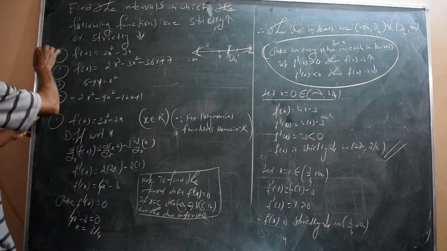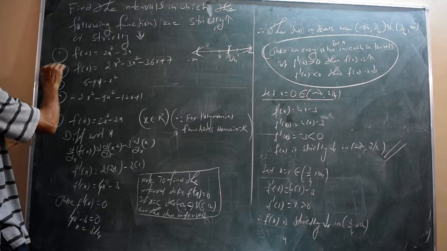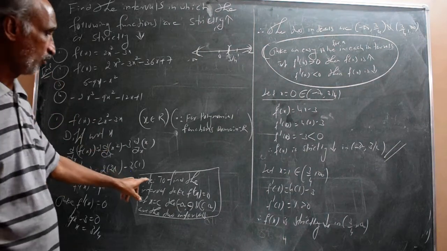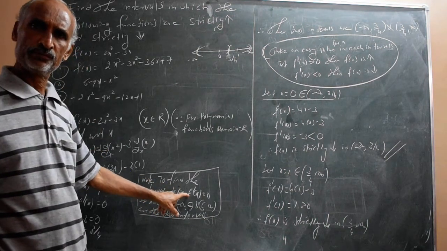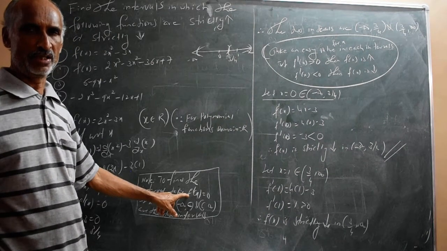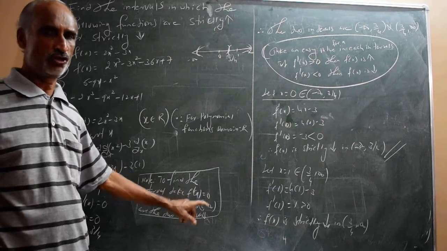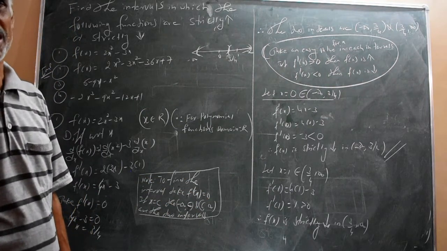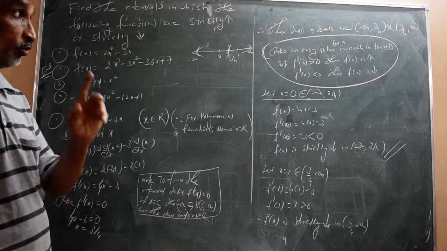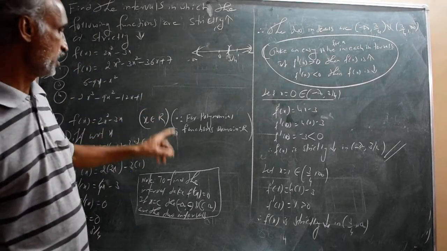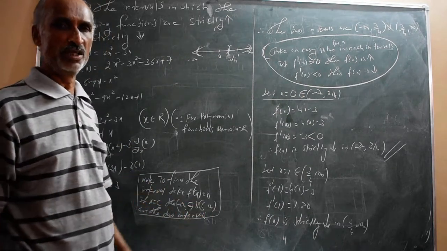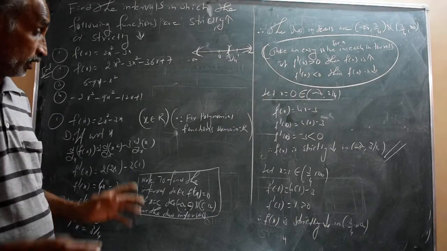Important problems. First of all, take f dash of x and equate f dash of x to 0. After differentiating f of x, you will get f dash of x. Take f dash of x is 0, you will get some x values. Suppose one x value, x is equal to c. Then two intervals you have to consider: one is minus infinity to c and another one is c to infinity.